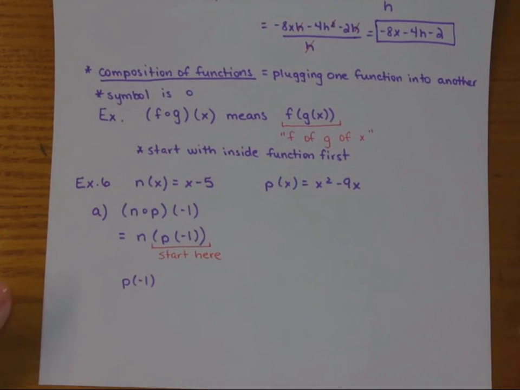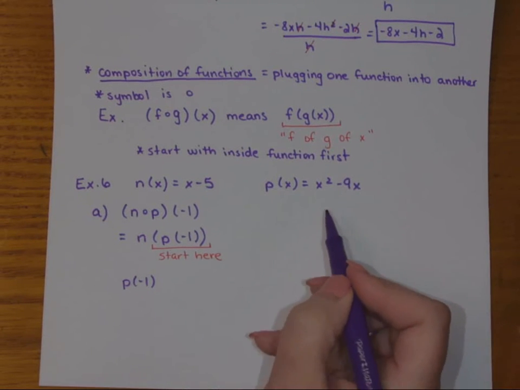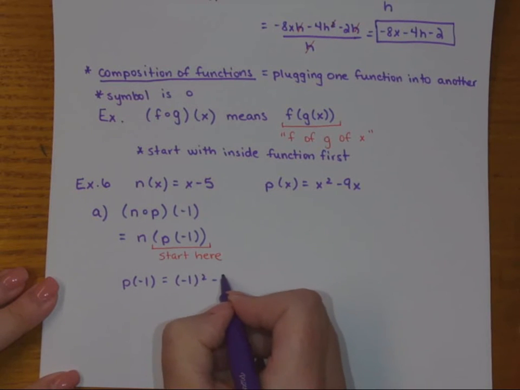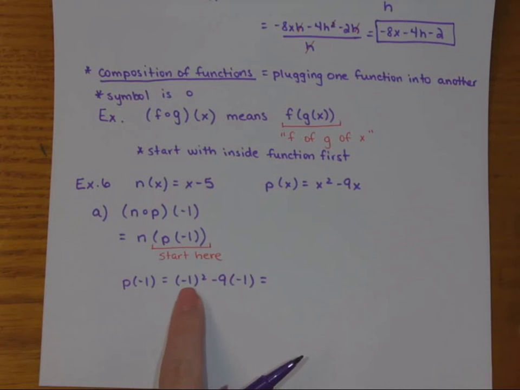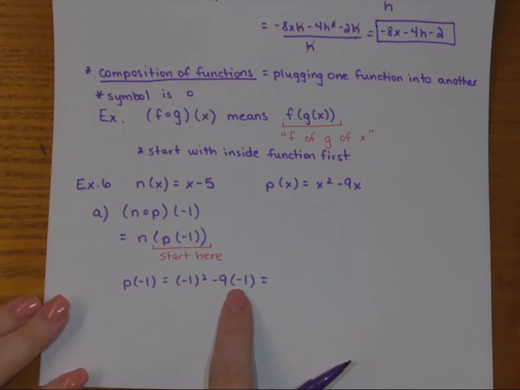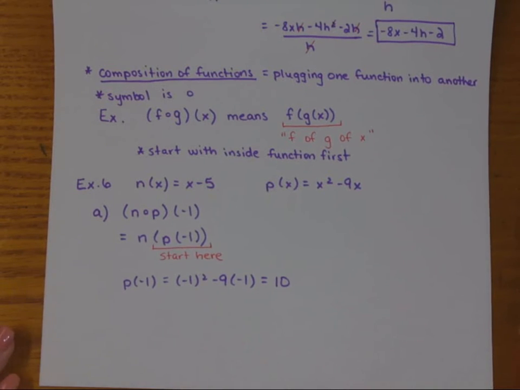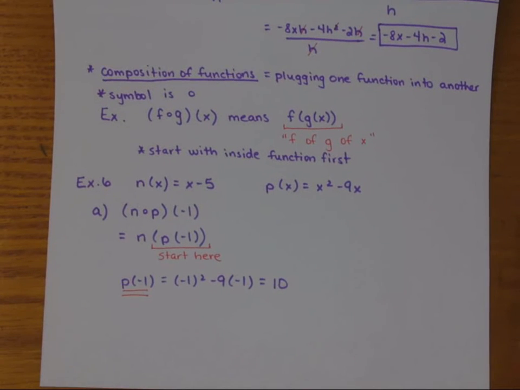We know how to do that already. We've already practiced this about a week ago. p of -1 just means go into your p equation and replace x with -1. So we get -1 squared minus 9 times -1. So we end up getting 1, because that would be positive 1, right? A negative times a negative is a positive, and then plus 9, so we get 10. But that's not my final answer, right? That's just what p of -1 is.